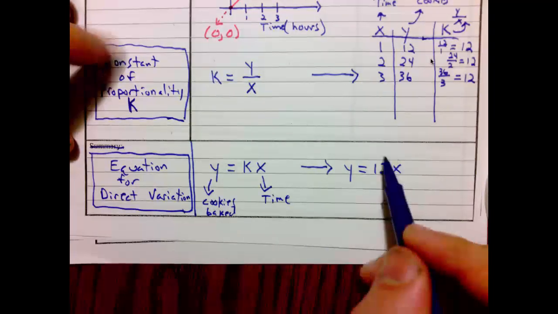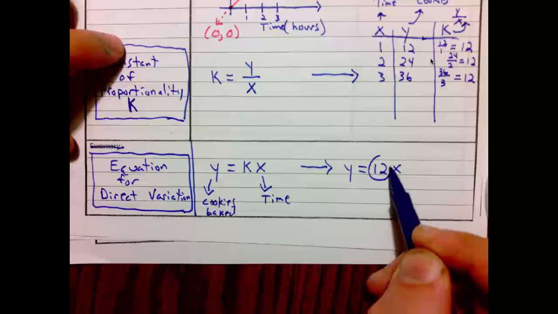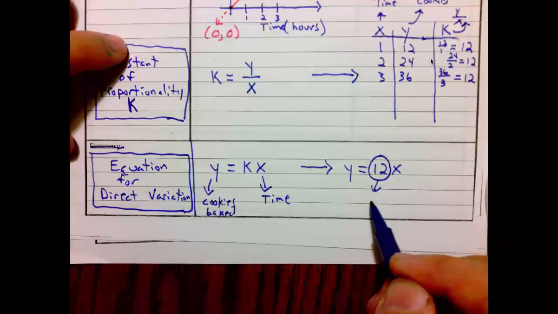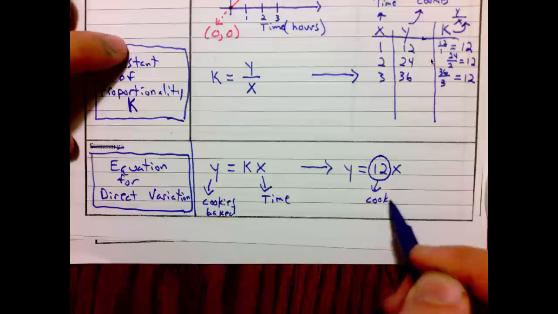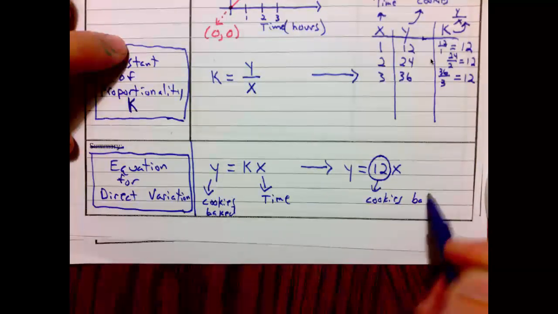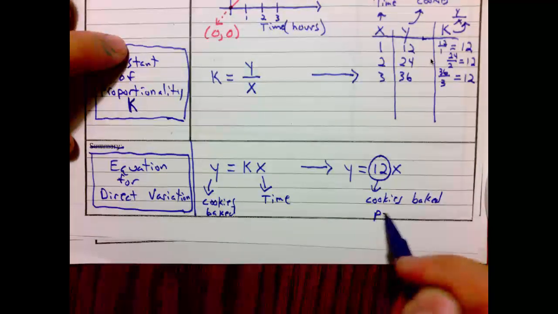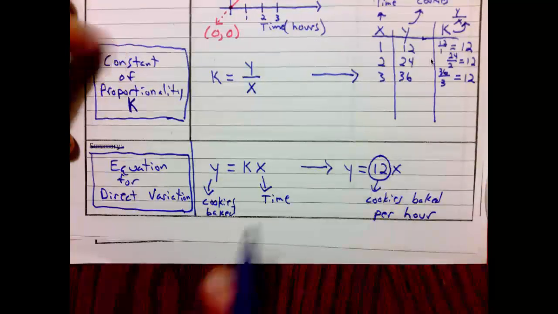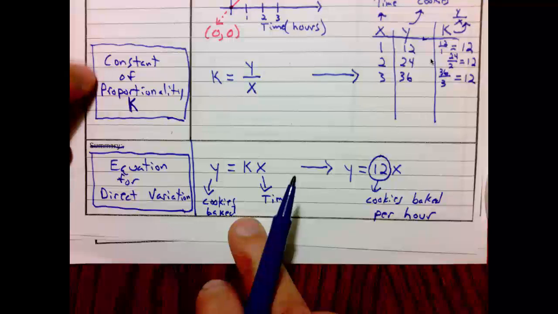This 12 is Grandma's baking rate. It is her cookies baked per hour. It is also called her constant of proportionality.